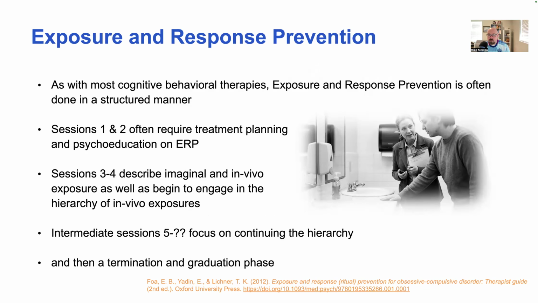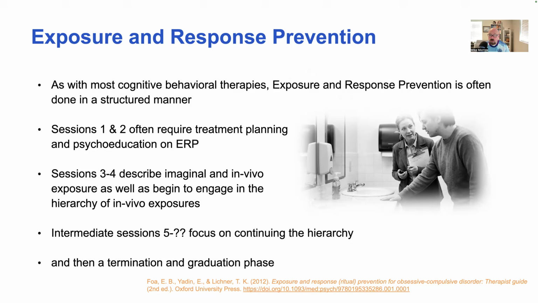So, what is exposure and response prevention in detail, or at least in logistics? As with most cognitive behavioral therapies, exposure and response prevention is often done in a very structured manner. What we would see is sessions 1 and 2 would require treatment planning and psychoeducation on ERP. So, letting the client know what theory you're going to use, whether it's emotional processing or inhibitory learning, but ultimately walking them through the logic and rationale of it, and then talking a little bit about the basic concepts as they will engage.